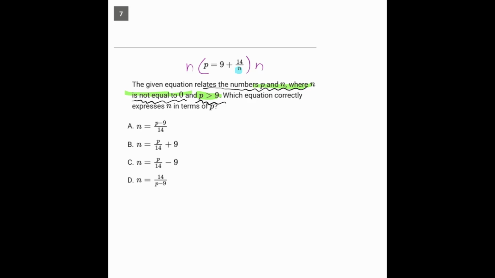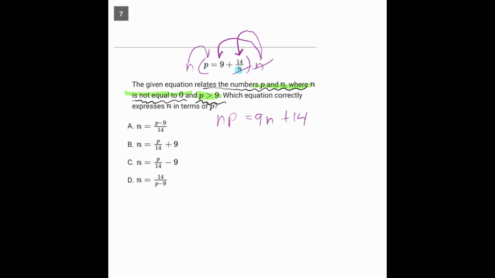So in any case, we're multiplying both sides by n. That's going to give us np. Right here, we'll have 9n. And here, the n on the top, which is on the outside, will cancel with the n on the bottom on the inside. So you have n canceling with n, and that leaves you with 14 there.